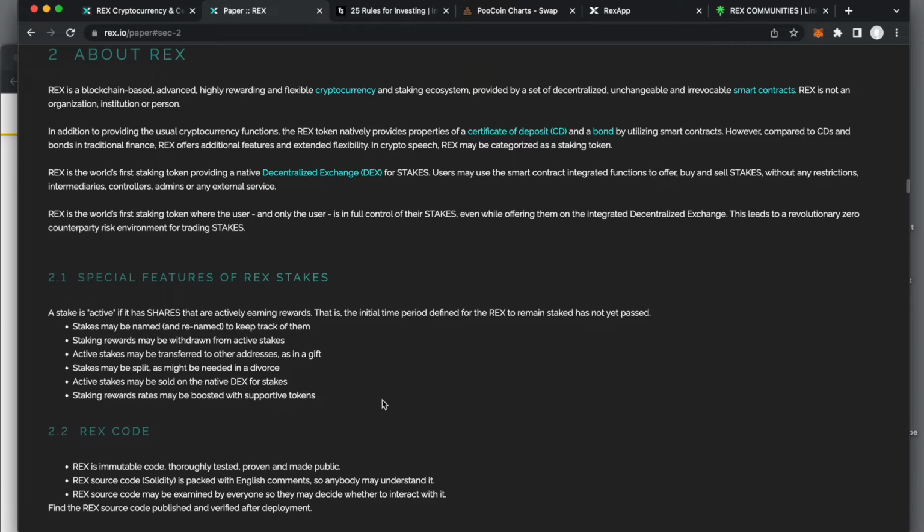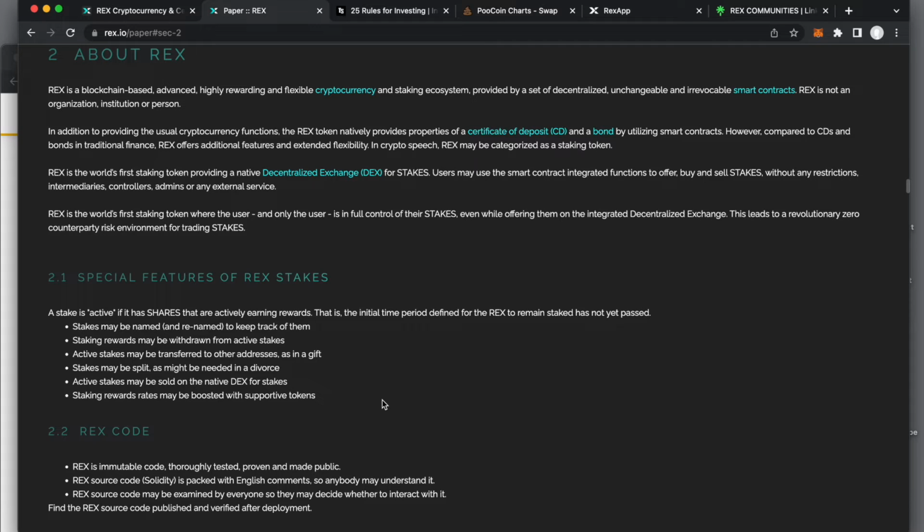In addition to providing the usual cryptocurrency functions, the Rex token natively provides properties of a certificate of deposit and a bond by utilizing smart contracts. However, compared to CDs and bonds in traditional finance, Rex offers additional features and extended flexibility. In crypto speech, Rex may be categorized as a staking token.